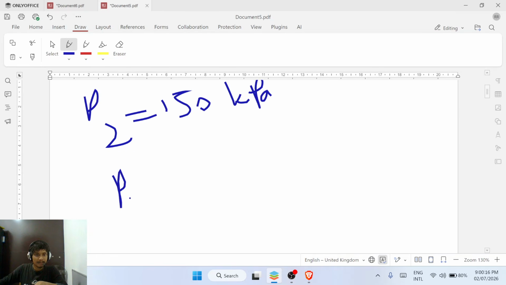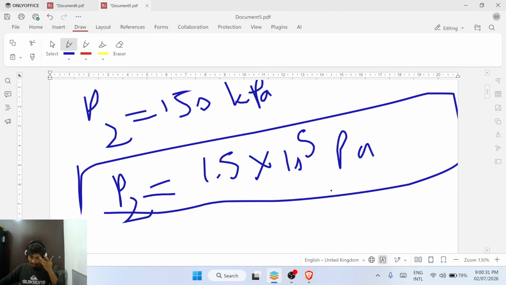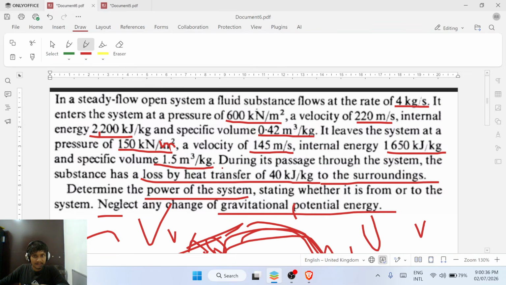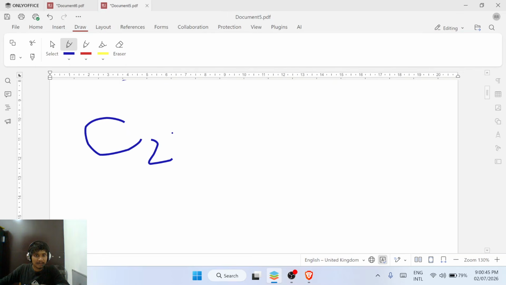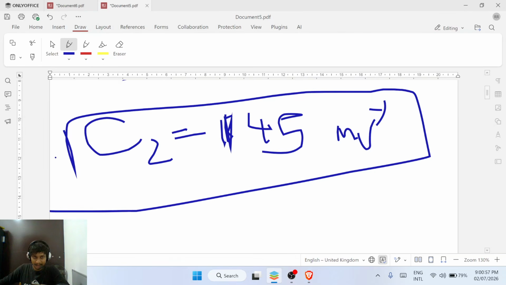Therefore, P2 is equal to 1.5 into 10 to the power 5 Pascal. Then the initial velocity is 100, and the final velocity is 145 meter per second. Therefore, C2 is equal to 145 meter per second.